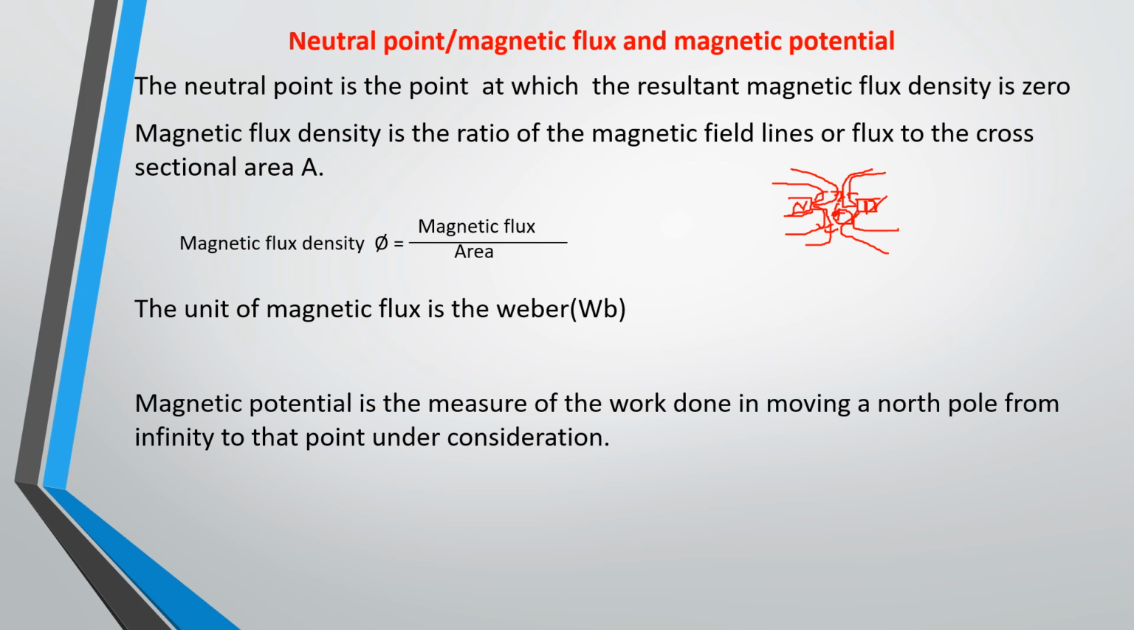And then magnetic flux density is the ratio of the magnetic field lines of flux to the cross-sectional area. And that is what we have here. The unit of magnetic flux density is Weber. Magnetic flux over area is equal to magnetic flux density. The magnetic potential is the measure of the work done in moving a north pole from infinity to the point under consideration.